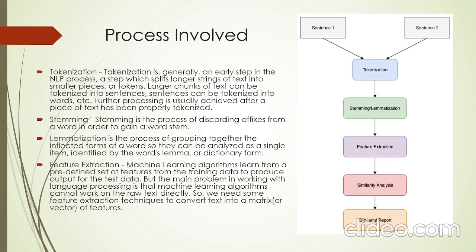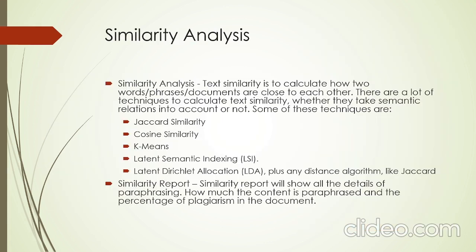Feature extraction is when we use different machine learning algorithms that learn from a predefined set of features from training data to produce output for the test data. Here we use machine learning algorithms on a training set of data which gives output on a test data. But the main problem in working with language processing is that the machine learning algorithms cannot work on the raw data directly. So we need some feature extraction technique to convert text into a matrix of features.